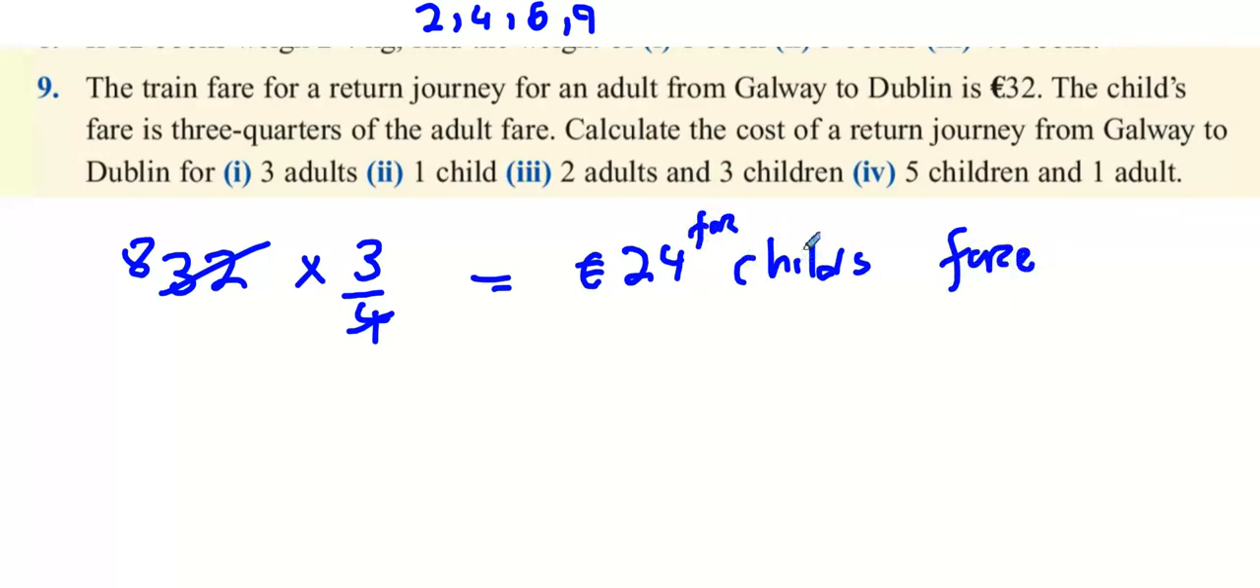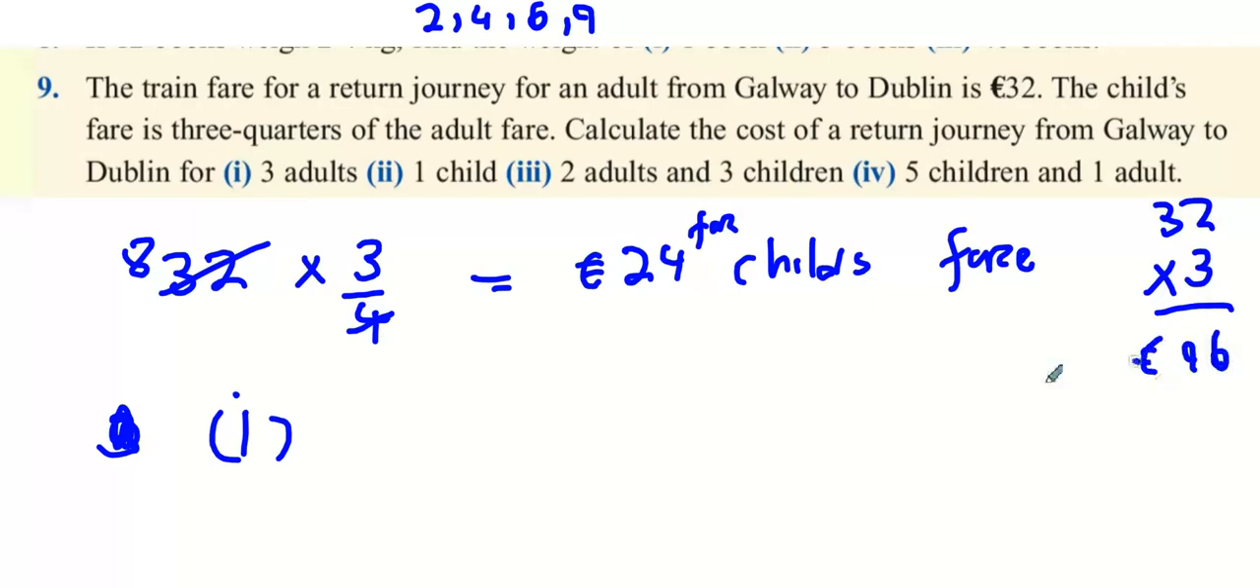Okay. Calculate the cost of a return journey from Galway to Dublin for 3 adults. Well, 3 adults would be 3 multiplied by 32, which should get us €96. Part 2, one child is €24.